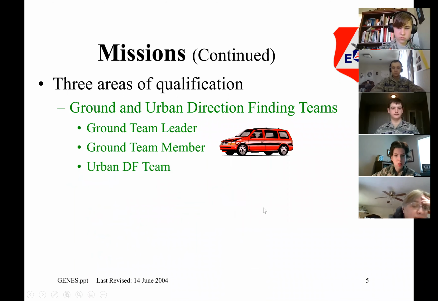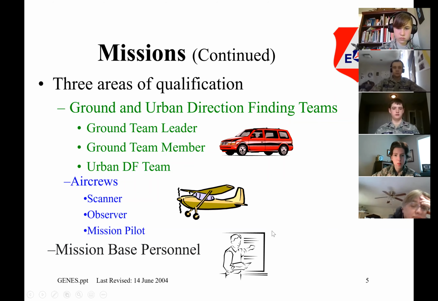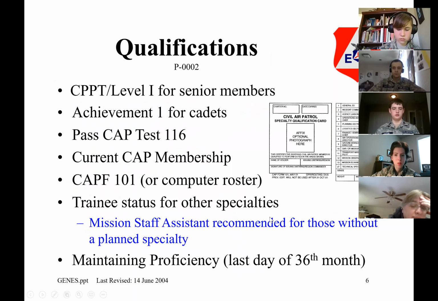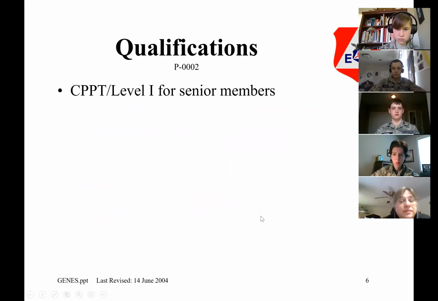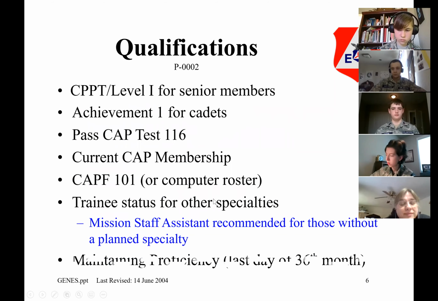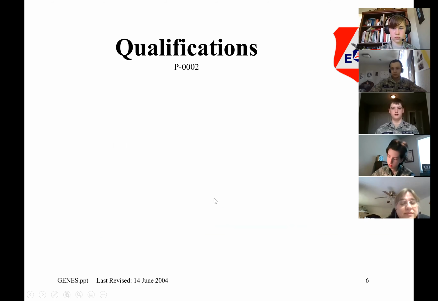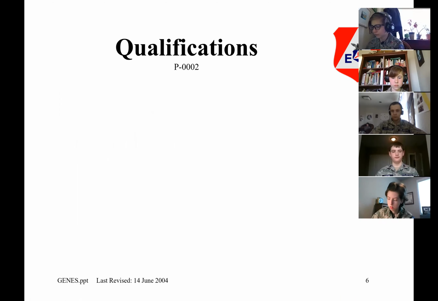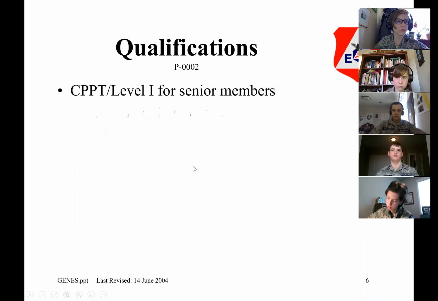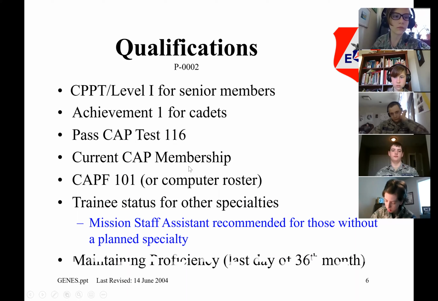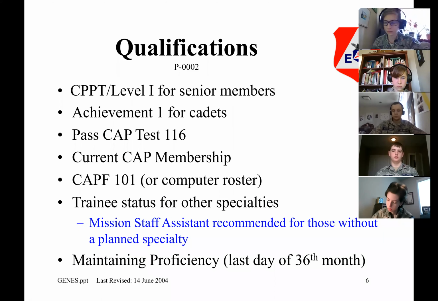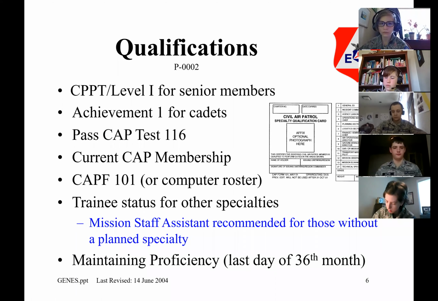Mission-based personnel. Wow. I do apologize, since I can't seem to get that slide working very well. Mission-based personnel include operations, communications, incident commander, and, who else? Logistics, administration, and mission staff assistance, which is a traditional entry-level area.